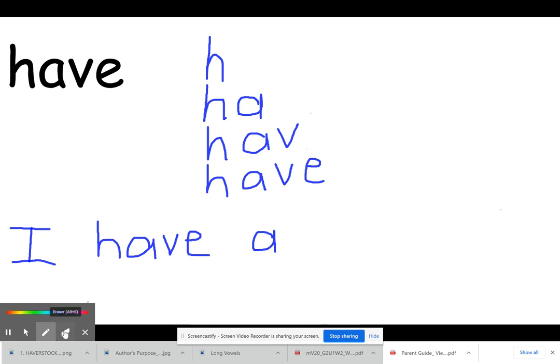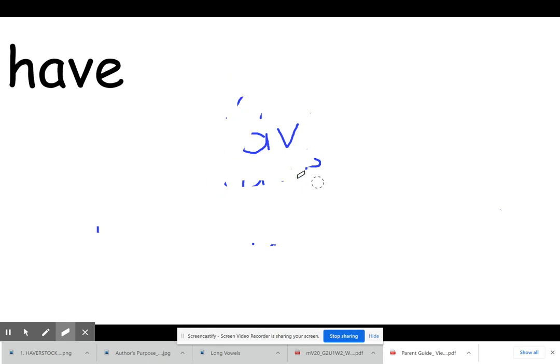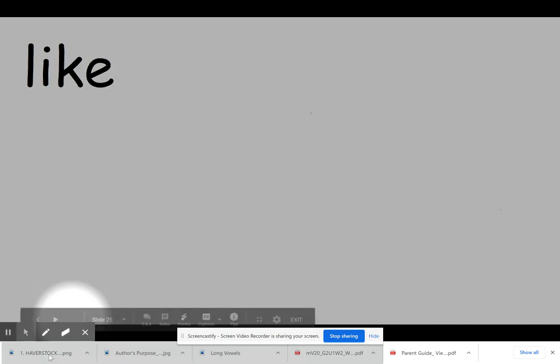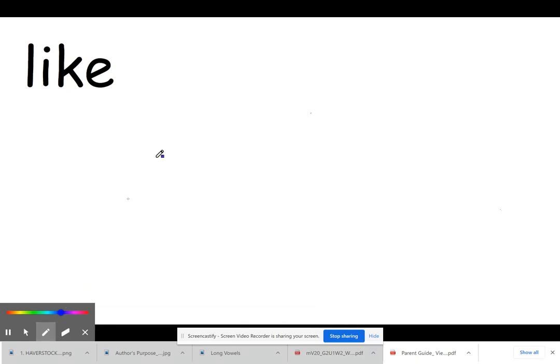And I'm going to erase. And I believe we have maybe one more word left to practice with our stair steps. So I'm erasing the word have. All right, here we go for our next word. Okay, here is our next word. It's the word like. And so let's go ahead and do our stair step words.